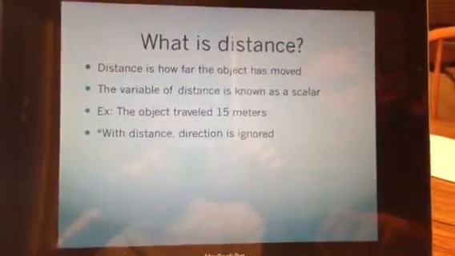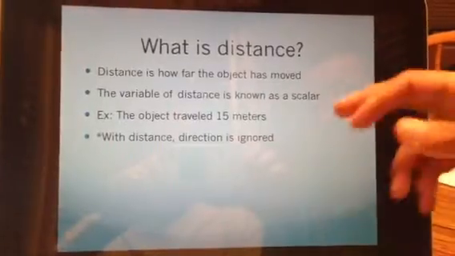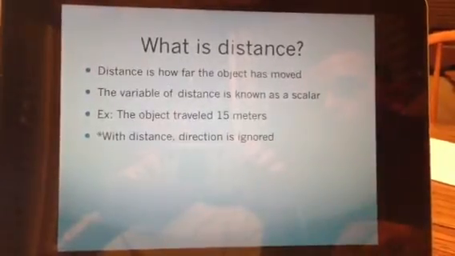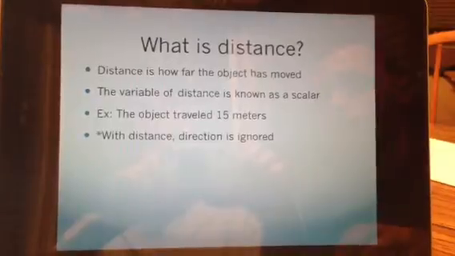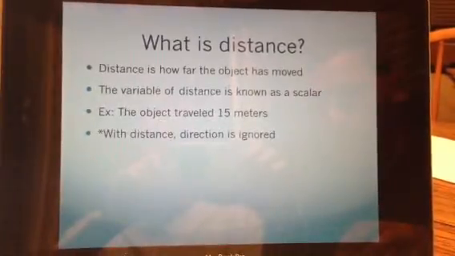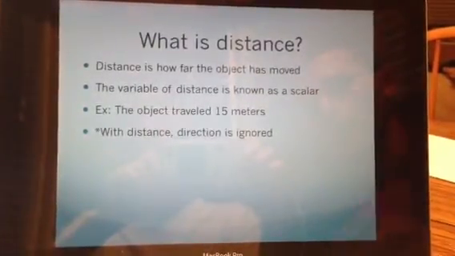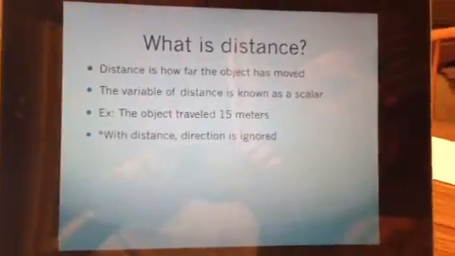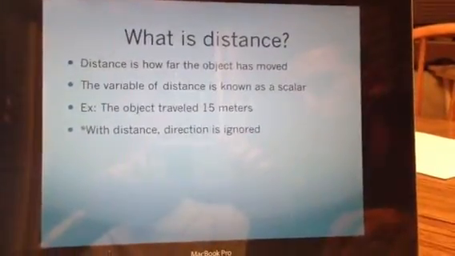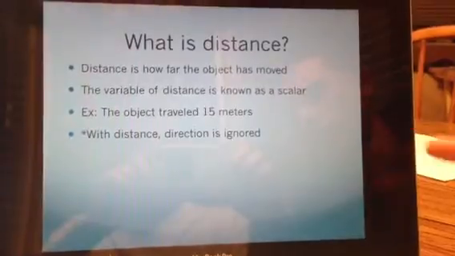Alright, so the first slide here, what is distance? The first bullet says that distance is how far the object has moved. The next bullet says the variable of distance is known as a scalar, so it doesn't have a direction. An example of this is the object traveling 15 meters. See, there's no direction after that.